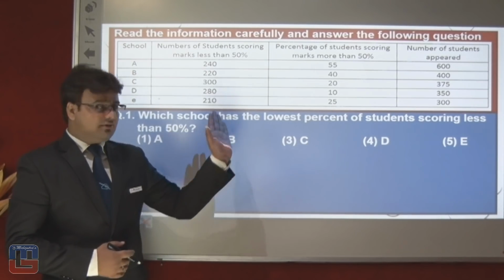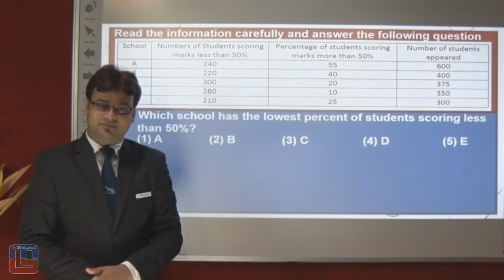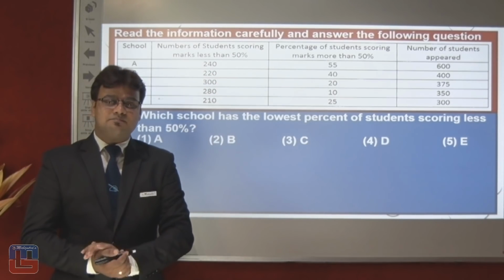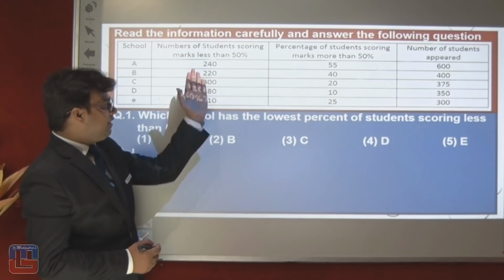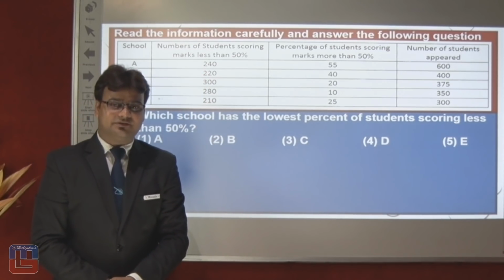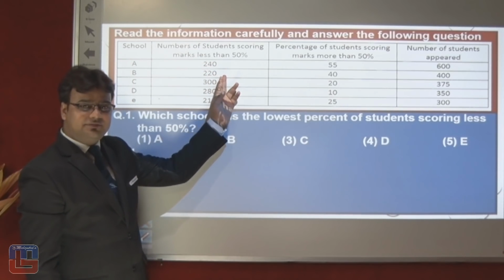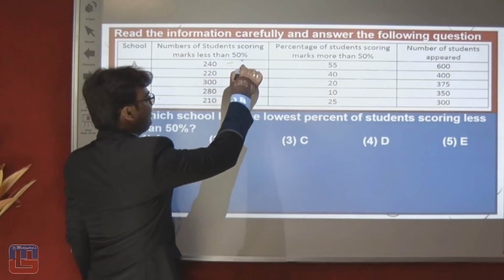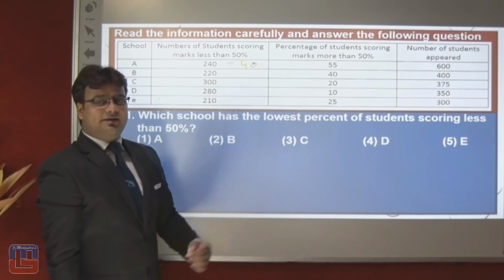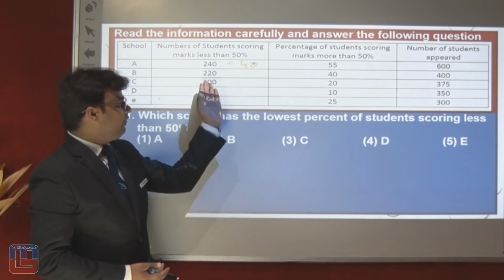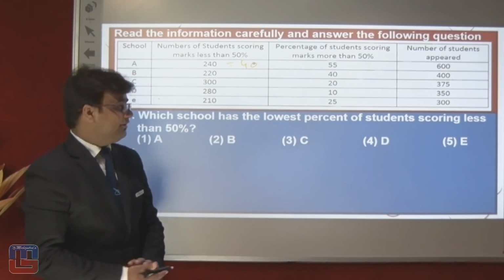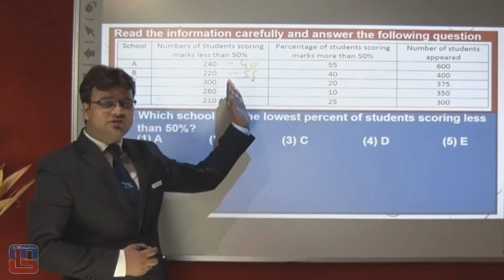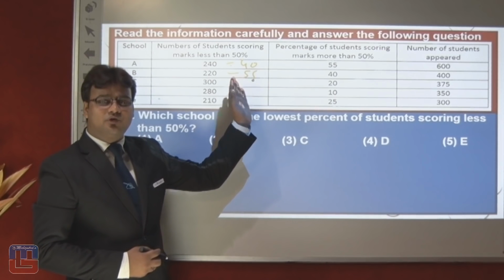Here the data is given in the form of numbers. We convert it to percentage, then we get in which school the percentage of students is lowest. If we divide 240 by 600, then we get 40%. 240 by 600 into 100, that means 40%. If we divide 220 by 400, then we get 55%. Similarly 300 divided by 375, it is surely more than 80%.